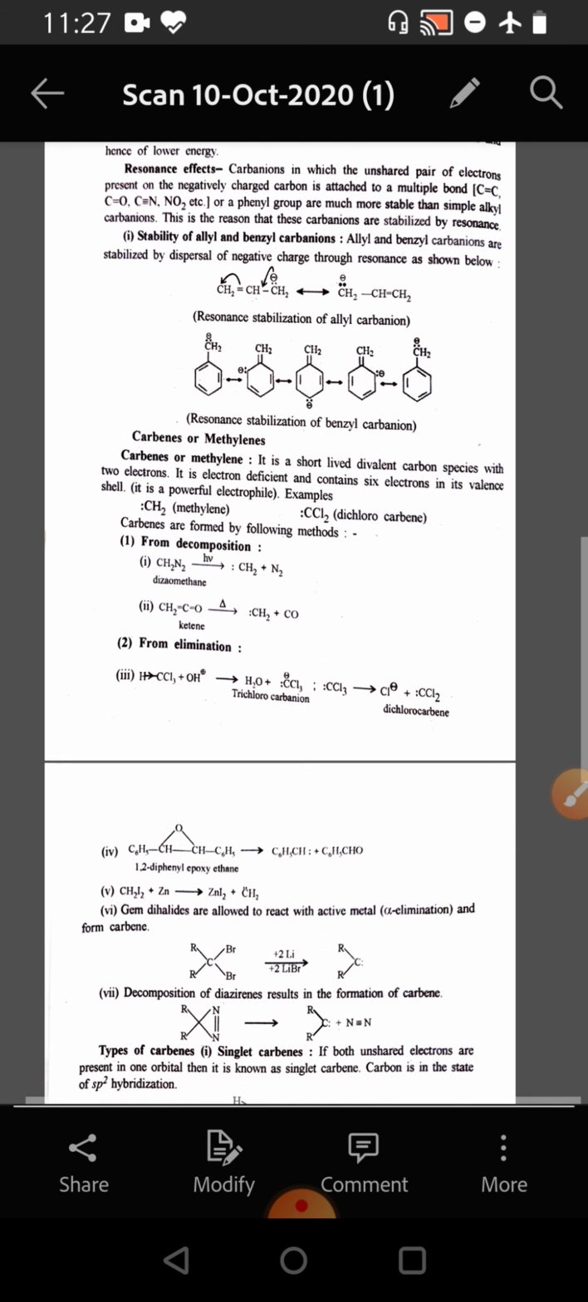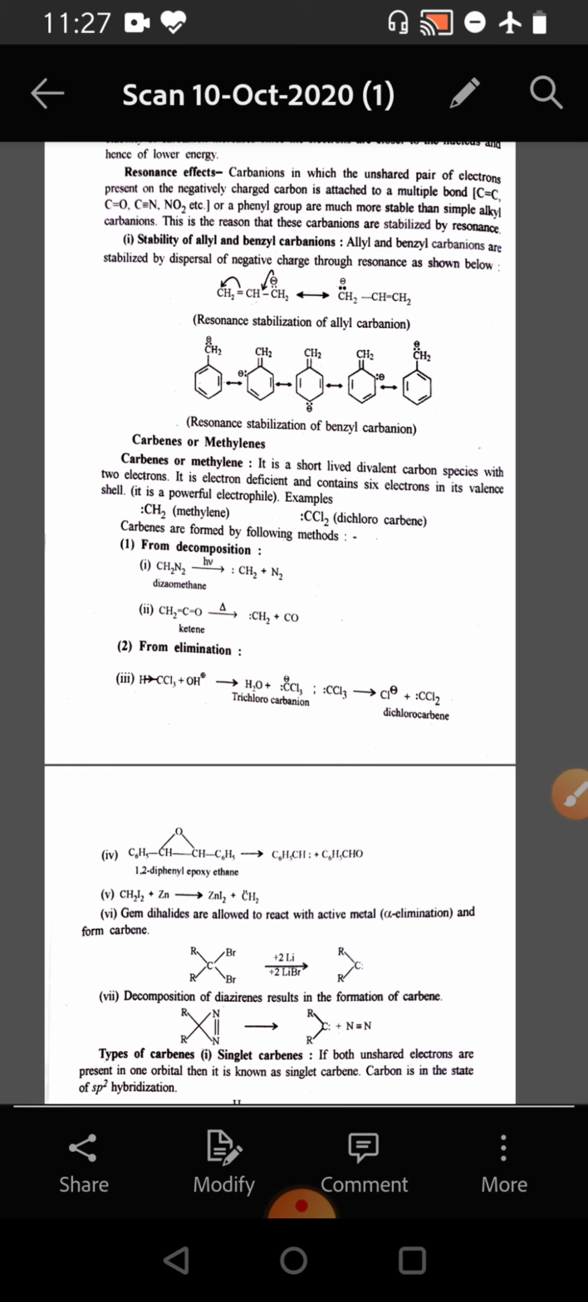Now we consider the third effect, that is the resonance effect. The resonance effect: carbanions in which the unshared pair of electrons present on the negatively charged carbon is attached to a multiple bond or a phenyl group are more stable than simple alkyl carbanions. This is the reason that such carbanions are more stable by resonance.